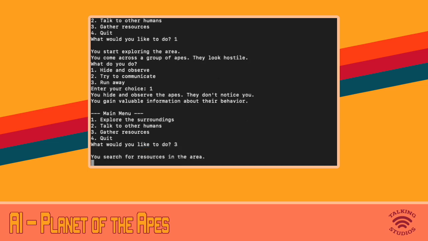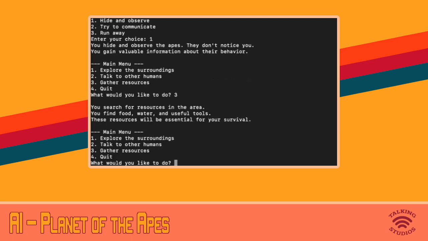You search for resources in the area. You find food, water, and useful tools. These resources will be essential for your survival. Main menu. 1. Explore the surroundings. 2. Talk to other humans. 3. Gather resources. 4. Quit.